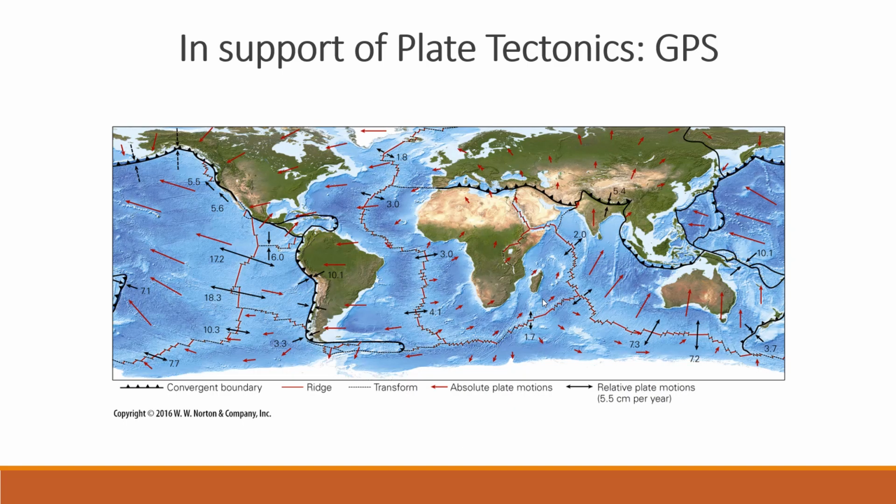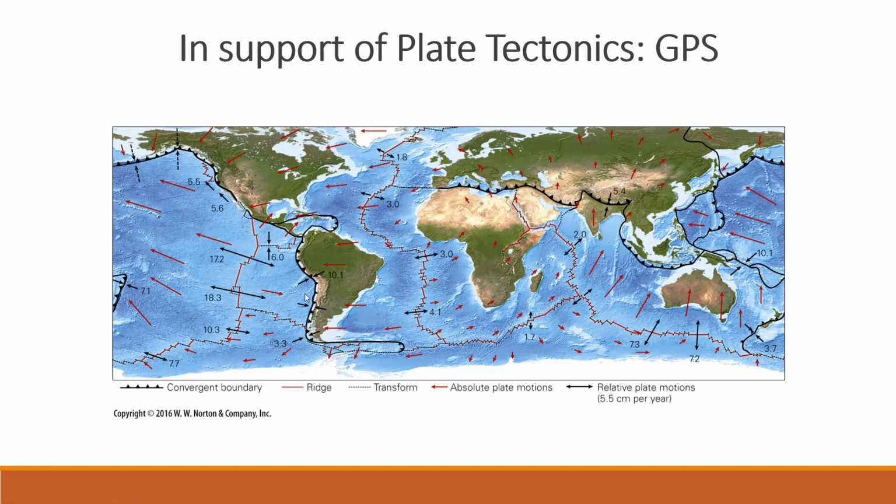So again, we can look at our plate velocities. In order to look at these, we have to put them into what's called a reference frame. The red arrows are absolute plate motions, which means that's how fast the plate is actually moving. The black arrows are relative motions, so that's saying how fast one plate is moving in comparison to another plate. We can see that, for example, here in South America, they are coming together.